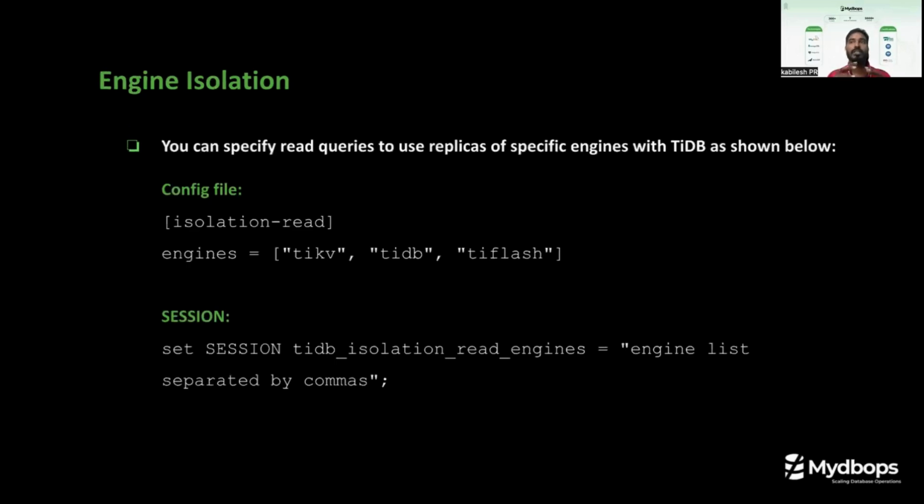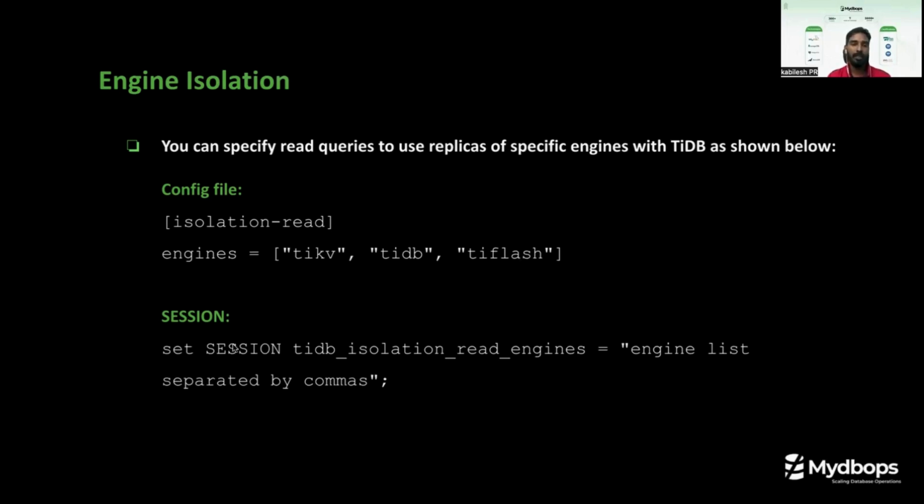Okay. So next is engine isolation. That means you can define the granularity of usage of the replicas. This is a config file. You can define it in the TiDB configuration file. That is your SQL layer. So TiKV defines a replica for the TiKV in a row-based workload, and you can also define TiFlash, by which the queries will automatically choose for their read workload accordingly.